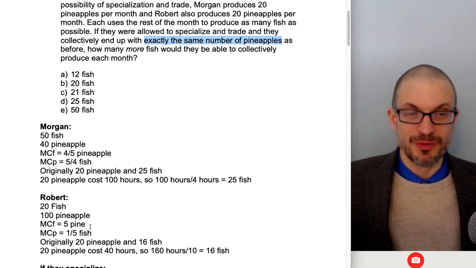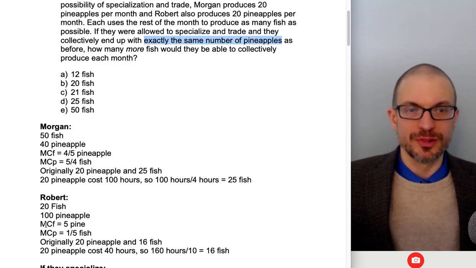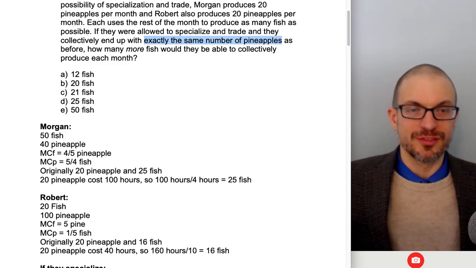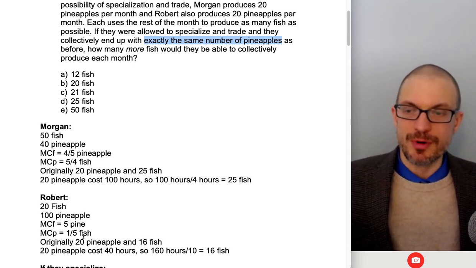Just staring at this before we go any further, since we've got it, who has the lower opportunity cost of producing fish? Producing 1 fish costs 4/5 pineapple for Morgan, but it costs 5 pineapple for Robert. Morgan has the lower opportunity cost. Morgan has the comparative advantage in producing fish. Therefore, Robert has the comparative advantage in producing pineapple.